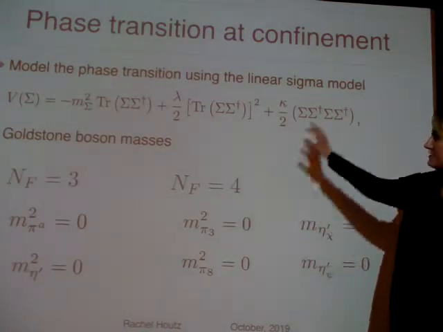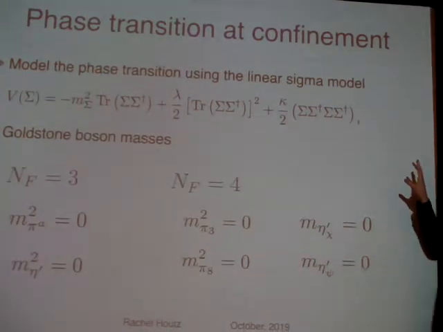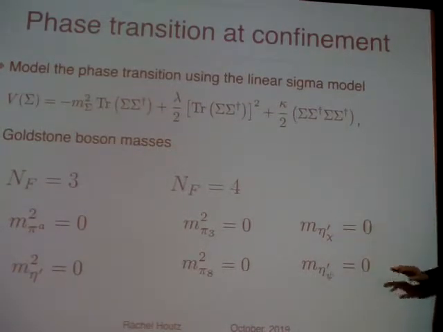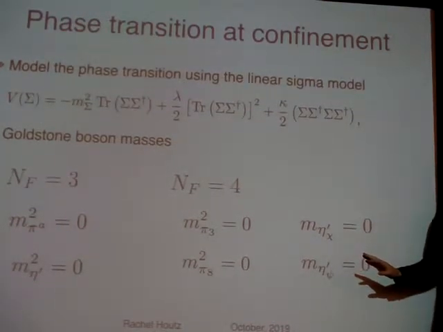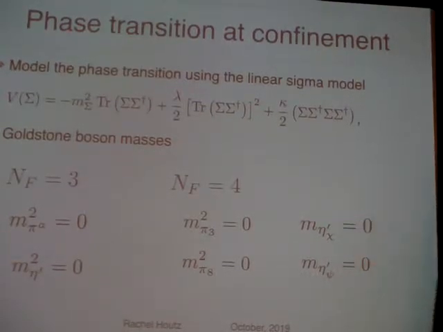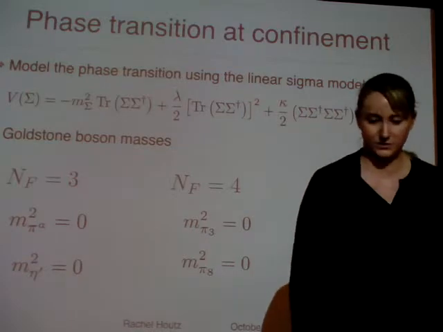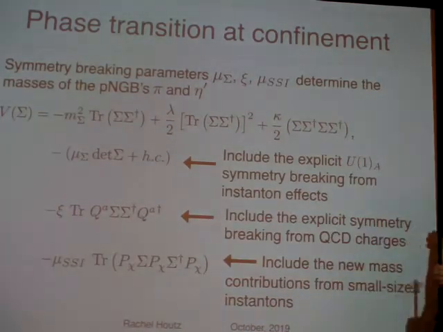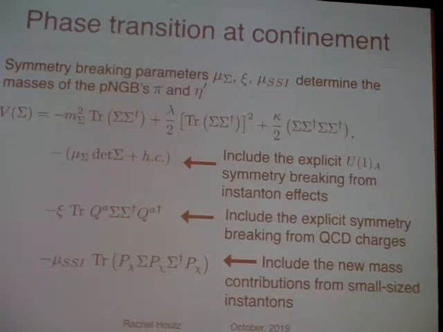So if you take the potential as I've written it now, and you calculate the mass of the Goldstone bosons from the point of view of the low energy effective theory, you get that all their masses are zero, right? Which makes sense, because I haven't included any explicit symmetry breaking effects, right? So then, what you want to do is include explicit symmetry breaking effects. So the explicit symmetry breaking effects, we include in this way.